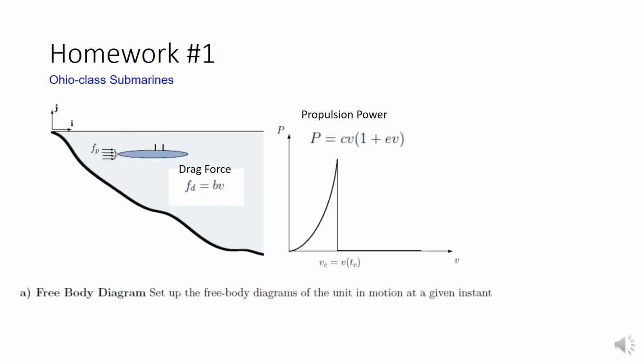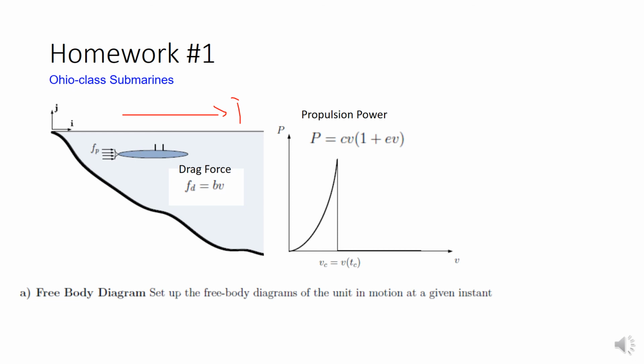So I announced homework 1 this week. It is the Ohio-class submarine, and we have a submarine, and we only consider the vertical coordinate system. We only consider the horizontal direction. We only want to derive the governing equation for the I direction. We don't need to consider J, okay? We only consider the governing equation for the I direction.